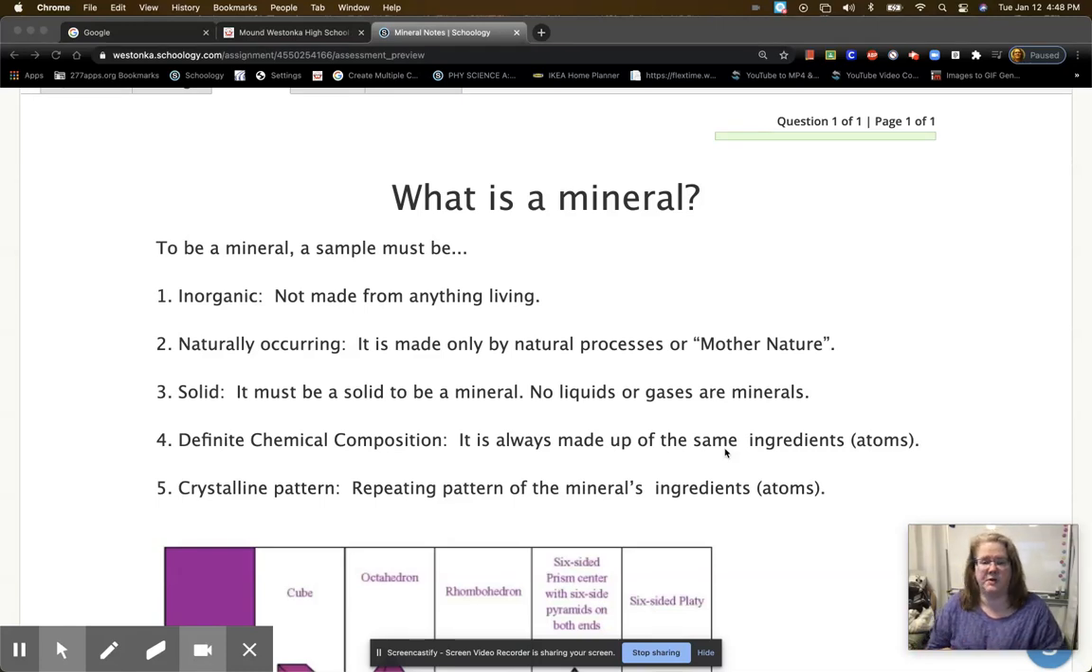Okay, so what is a mineral? These would be good test questions to know. You don't have to memorize them, but you need to recognize the five. So if I throw you seven, pick out which five it would be, right?